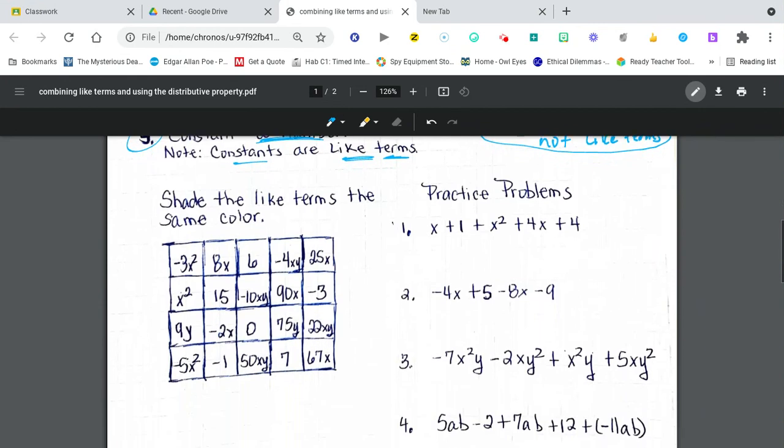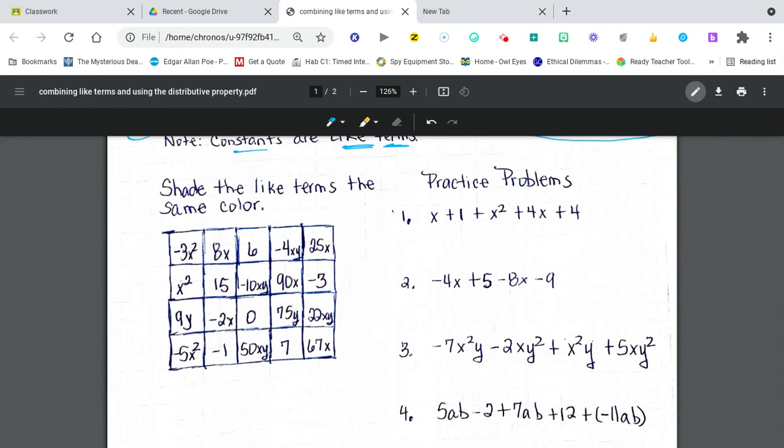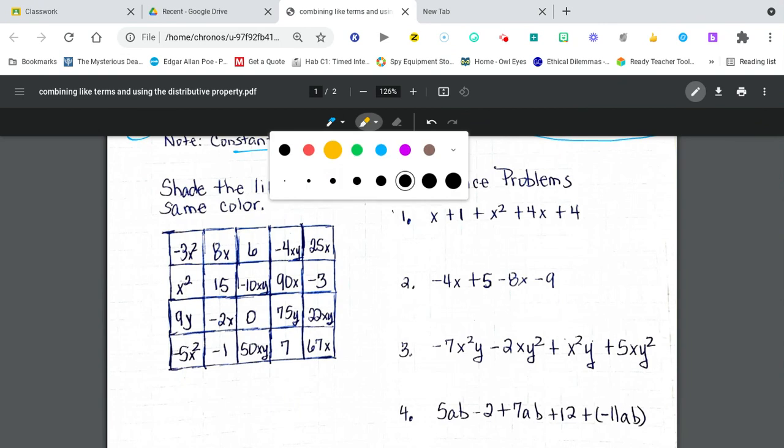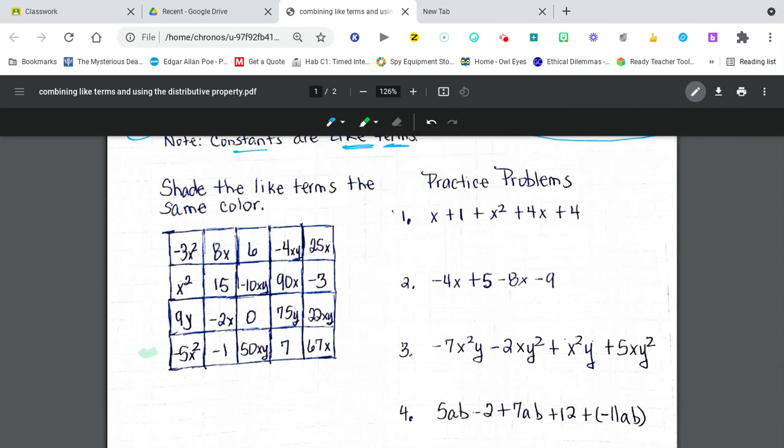All right, so let's take a look at this. Let's just shade the like terms the same color, y'all. Hold on. All right, we're going to shade the like terms the same color. So let's just go through and pick out something. Let's pick out green. And hopefully it won't be too dark. Okay, that's good. All right, so -3x squared.